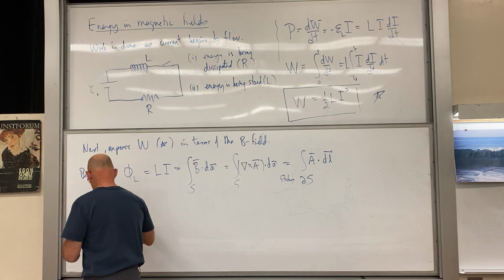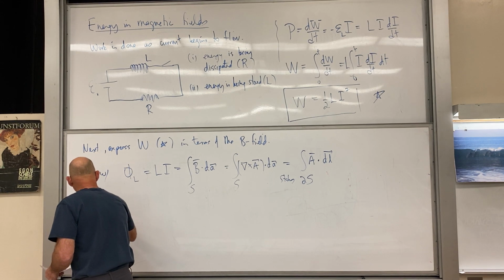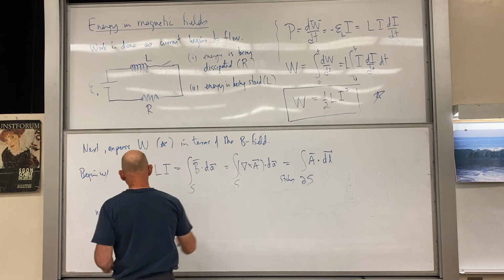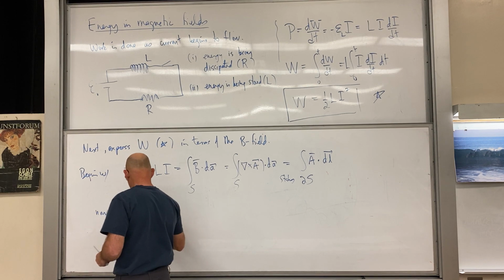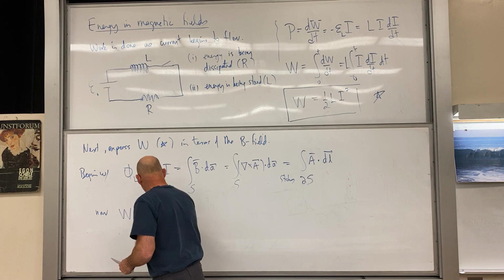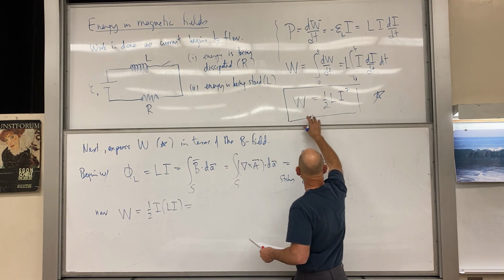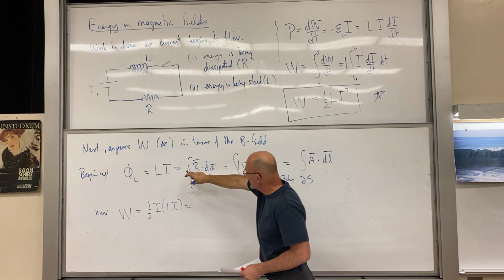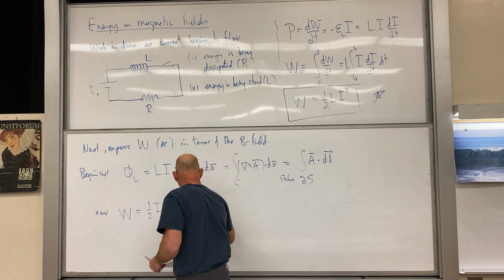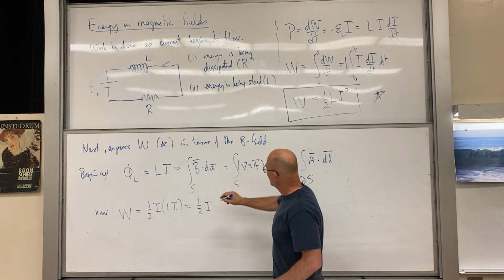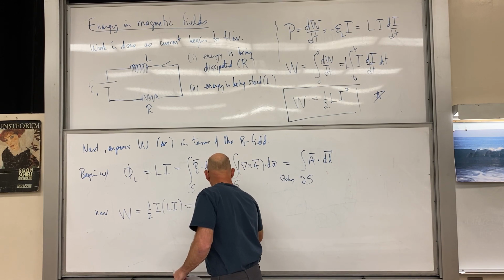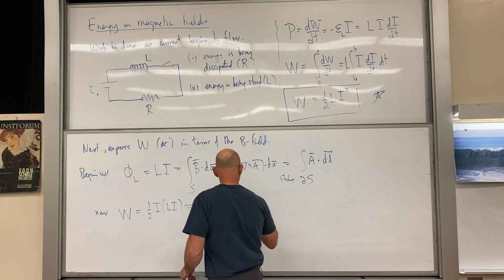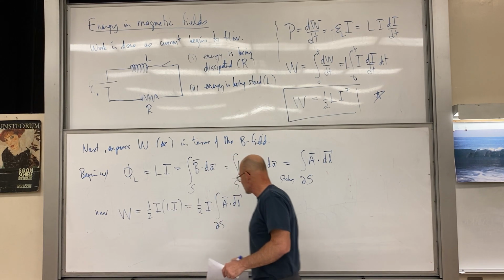And then we're going to go ahead and use that expression right there. So we'll have the work, which is what we're looking for. We've got the 1/2. I'm going to pull out an I and an L times I. L I squared, because the L times I we have right here. So 1/2 I, L times I, we're going to take this integral A dot dl, okay, along a curve.